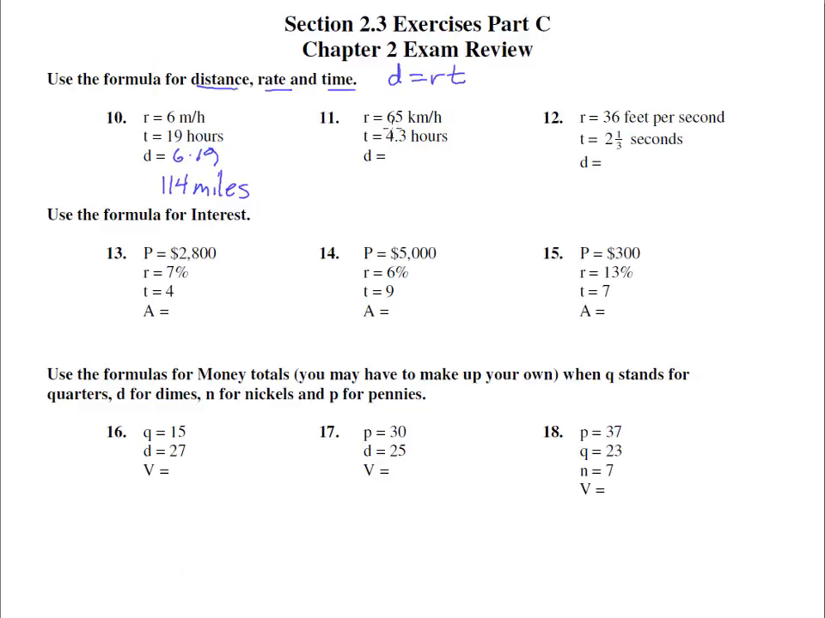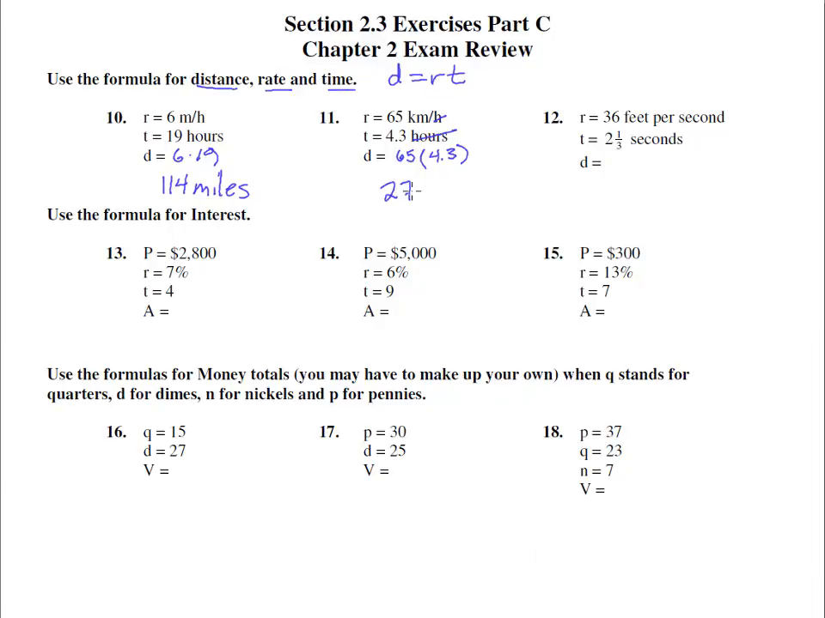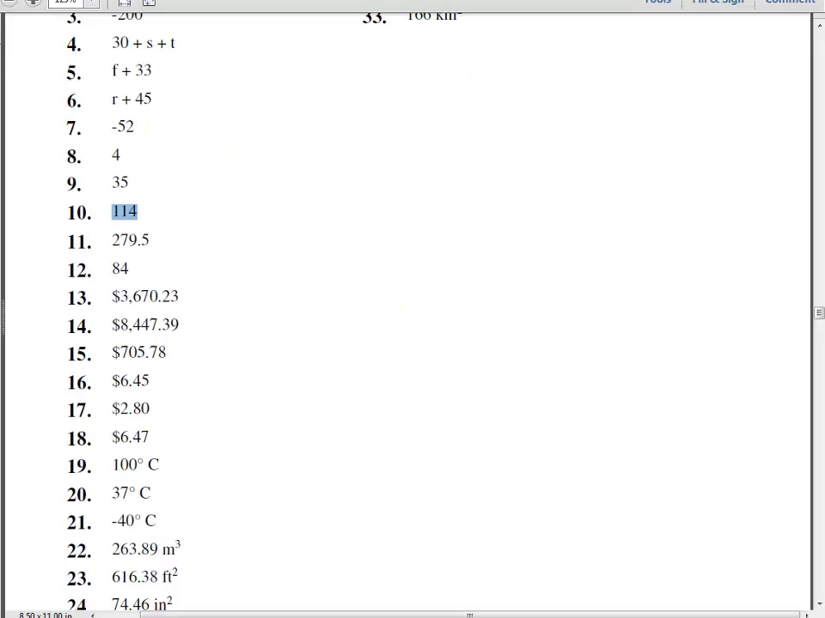Number 11. Rate is 65 kilometers per hour. Time is 4.3 hours. So the distance is going to be rate 65 kilometers per hour times 4.3 hours. The hours will cancel like that and you'll be left with kilometers. 65 times 4.3. Let's punch in our calculator. 65 times 4.3 equals 279.5 kilometers. And double check that answer. And it is indeed 279.5 kilometers.